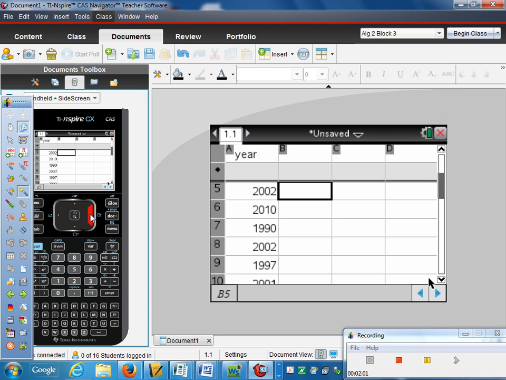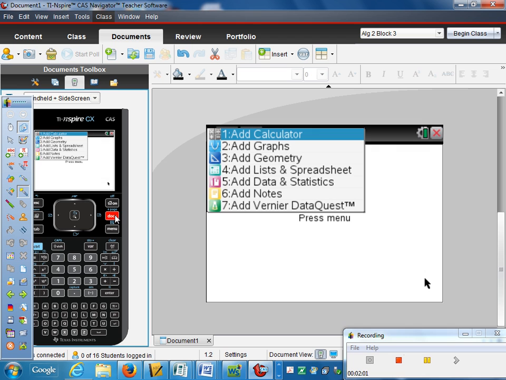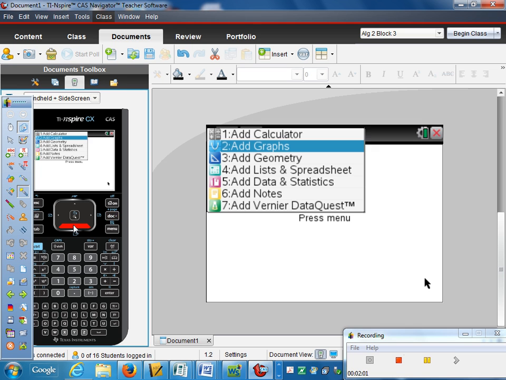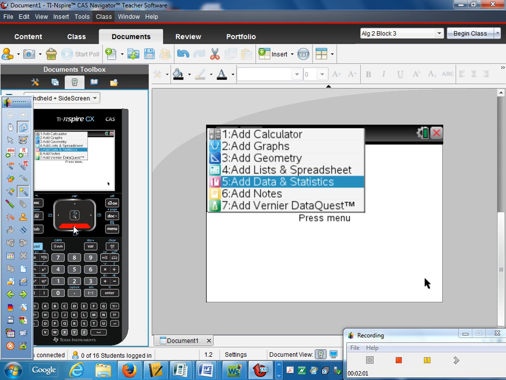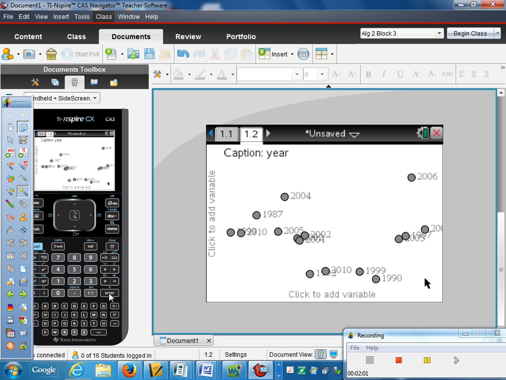Oh, that's because I'm hitting the wrong thing. Okay, so you're going to go to number 5, excuse me, a data and statistics page. Okay, but in this case, wait, how do we set it up? You know how to get to that kind of page.